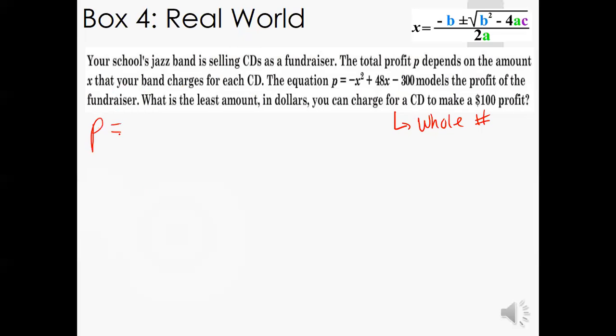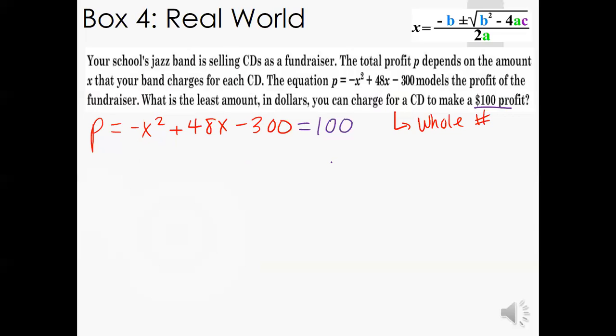So we have P equals negative X squared plus 48X minus 300. That's what we're writing down. And we want to make a profit of how much? So we want this to equal $100. Because that's our profit equation, and we know what the value of P is. This is a quadratic that you can solve.